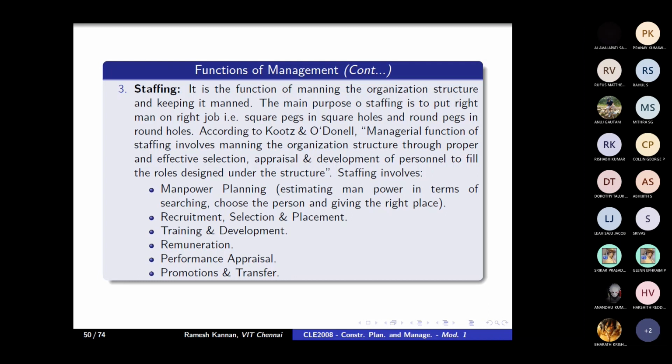But it should be very transparent in terms of giving that. Otherwise, it will create a lot of chaos or interpersonal problems among the employees and the employer. And staffing means manpower planning, recruitment, selection and placement, then training and development, and remuneration, which I told you is the appraisal or some gift, or an honorarium given to the prominent employees, something like that.